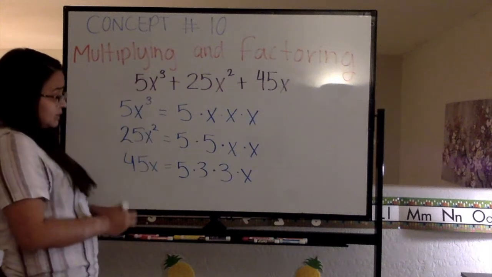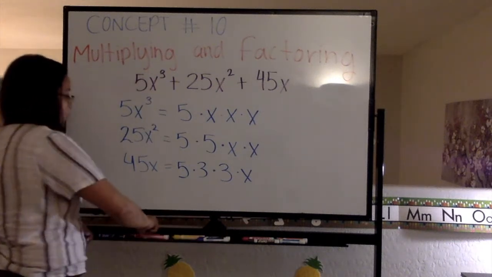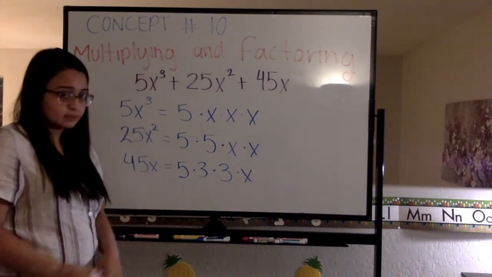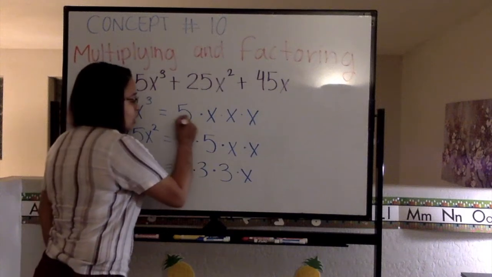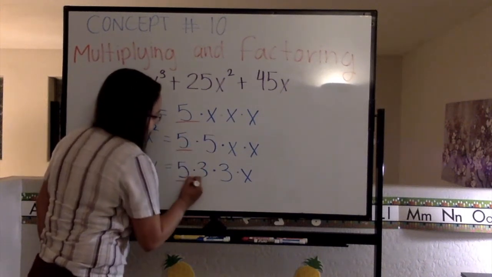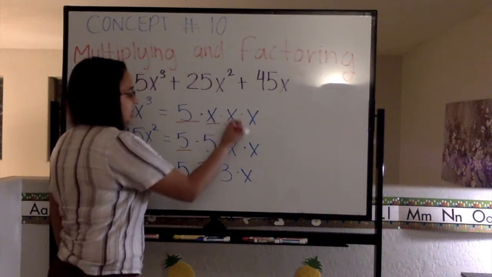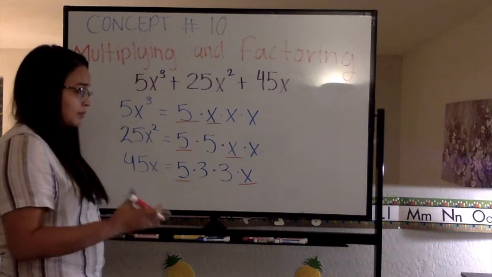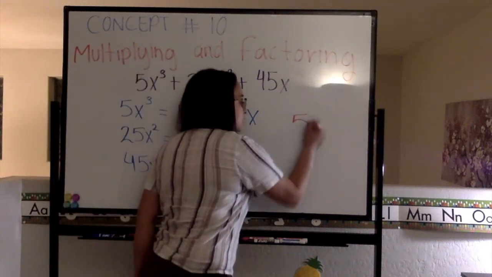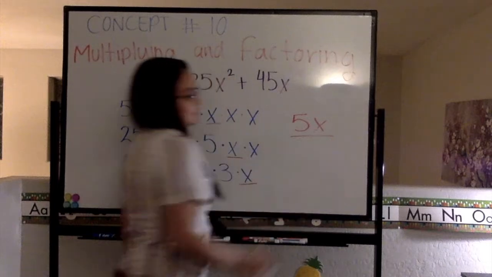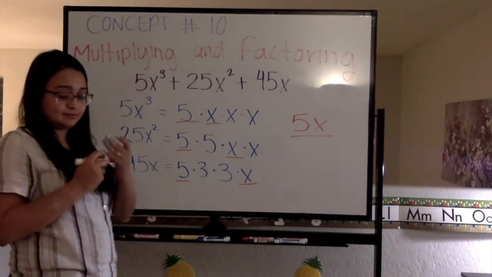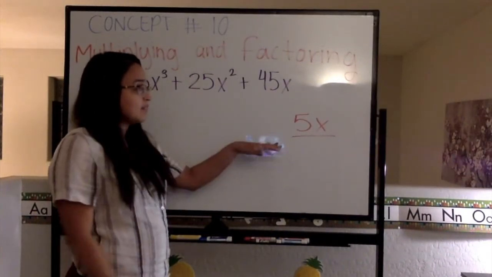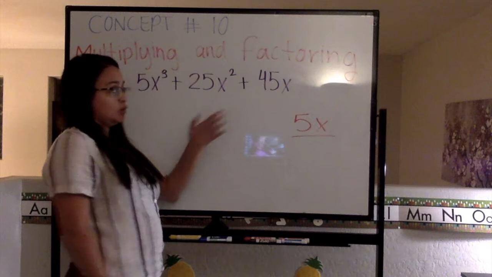After we have set it up like this, we're going to go ahead and see what the greatest common factor is. We can see that they all have at least one 5, and they all have at least one x. So our greatest common factor is 5x. Now let's go into a next step. We have figured out that 5x is the greatest common factor of this polynomial.